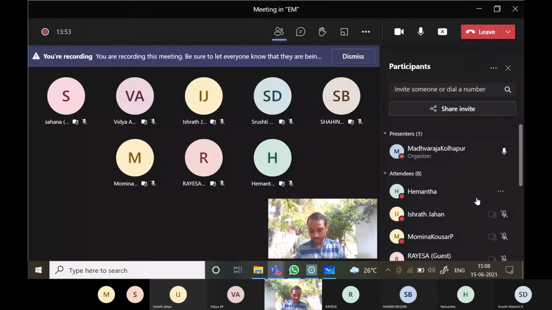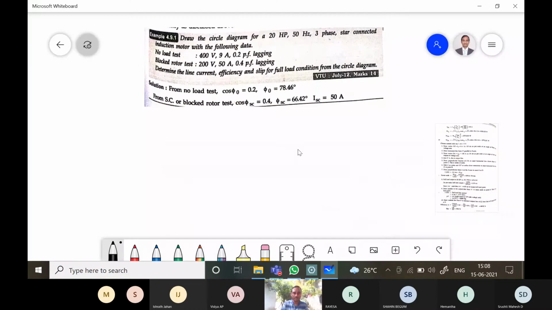Hello everyone. Today we are going to solve some numerical problems on the circle diagram of a three-phase induction motor. Okay, so let us start with the circle diagram. Take this one problem.